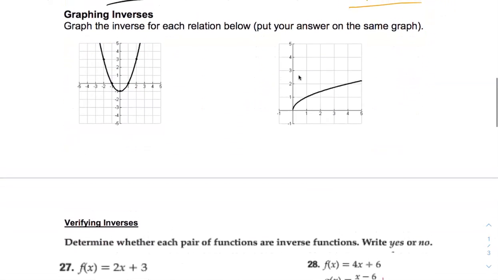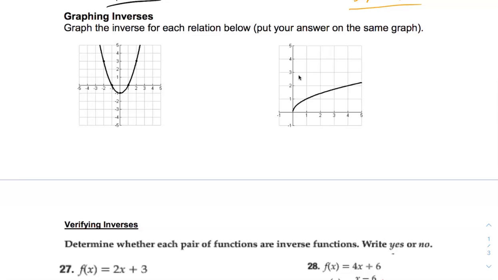Graph the inverse for each relation below. Put your answer on the same graph. So we want to graph the inverse of these. Different ways to do this. I'm not much of an artist, so before I do that, let's talk about the way you're supposed to do it. One way to do it is to flip it across the y equals x line. Remember, if you forgot how to graph y equals x, the easiest thing to do is put plus 0. It's a slope of 1 plus 0. You start at 0, you have a slope of 1.